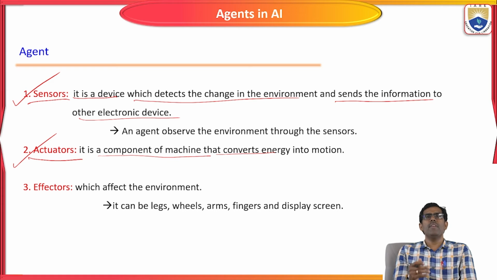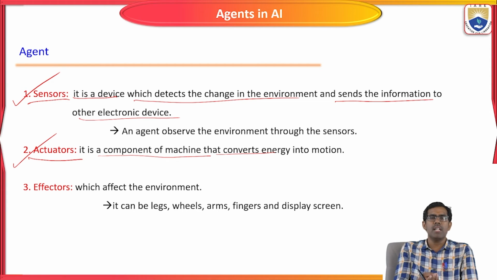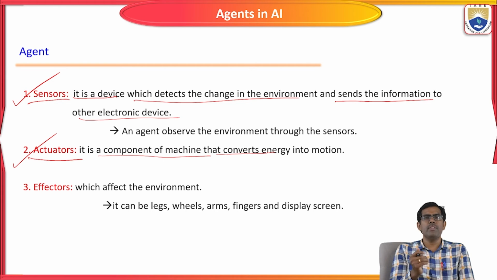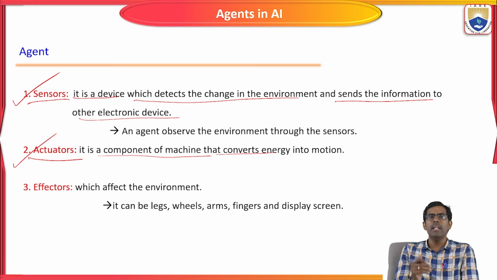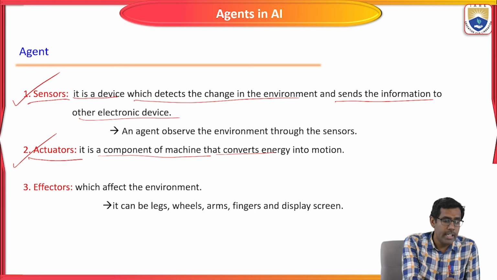Just if I am seeing something on that screen, what I am observing through my sensor, the eye, right? Through the sensor eye, that information will be converted into speech. What I am seeing on that board or slides, I am reading, and I am telling those concepts to you. So here the sensor is my eye, the actuator is my speech, that is the mouth, right? Through that mouth, I am converting that energy into motion. So that is the actuator.